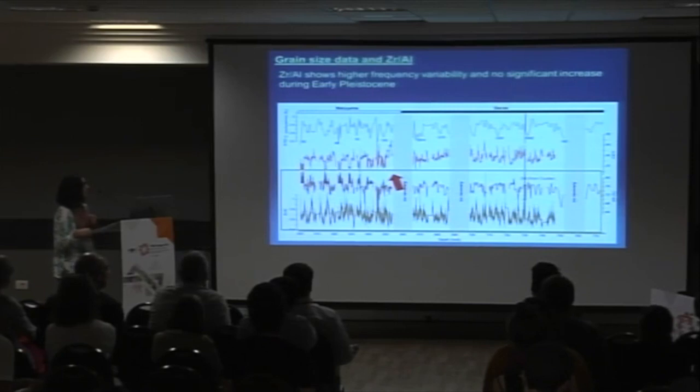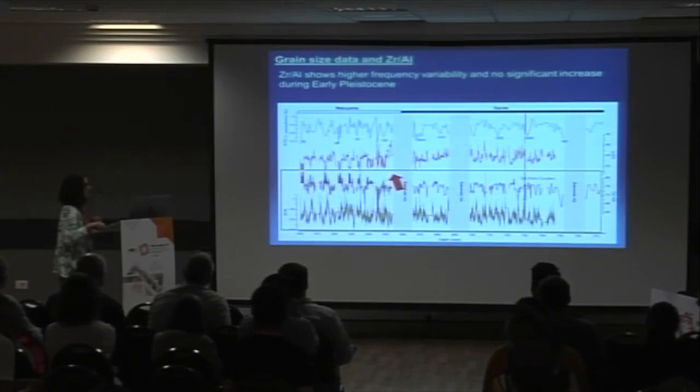But when we look at the zirconium-aluminum ratio, which has been used during the late Pleistocene to track the strength of the MO, we see a totally different pattern. So our silt doesn't have the same patterns as the zirconium-aluminum. And it looks like the zirconium-aluminum variability has a higher frequency than the silt.